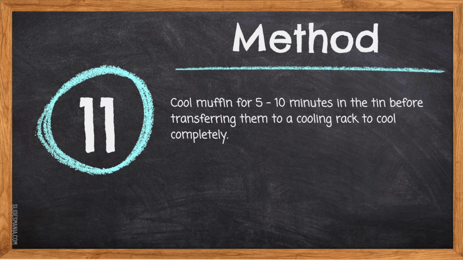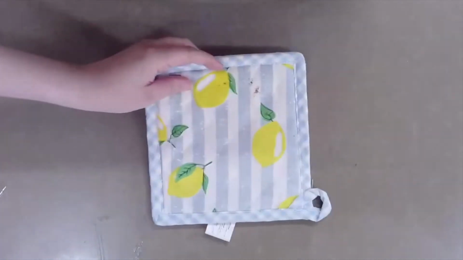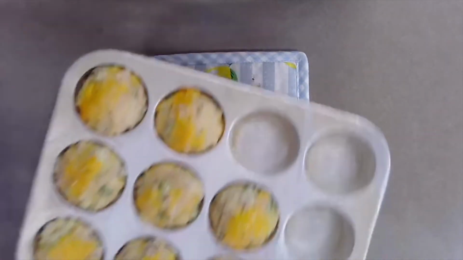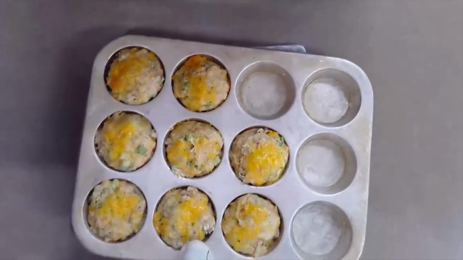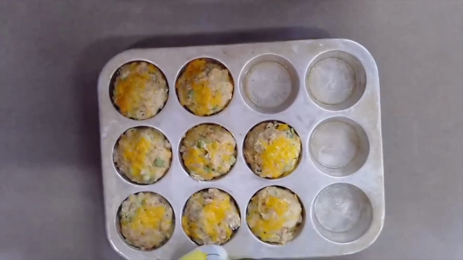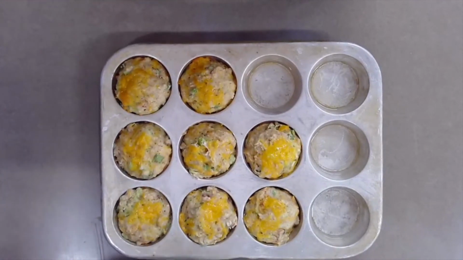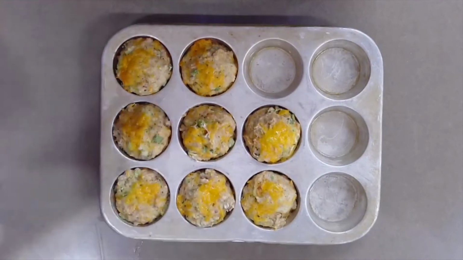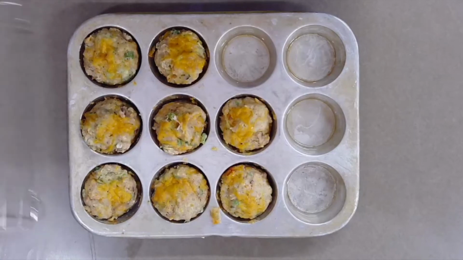Step 11. Cool muffin for 5 to 10 minutes in the tin before transferring them to a cooling rack to cool completely. Make sure you protect the countertops with a hot mat before putting the hot tin down. Also, be careful you don't dip the thumb of your oven mitt into the cup that has the water. It'll be very hot, the oven mitt will absorb it, and you'll end up burning your hand.